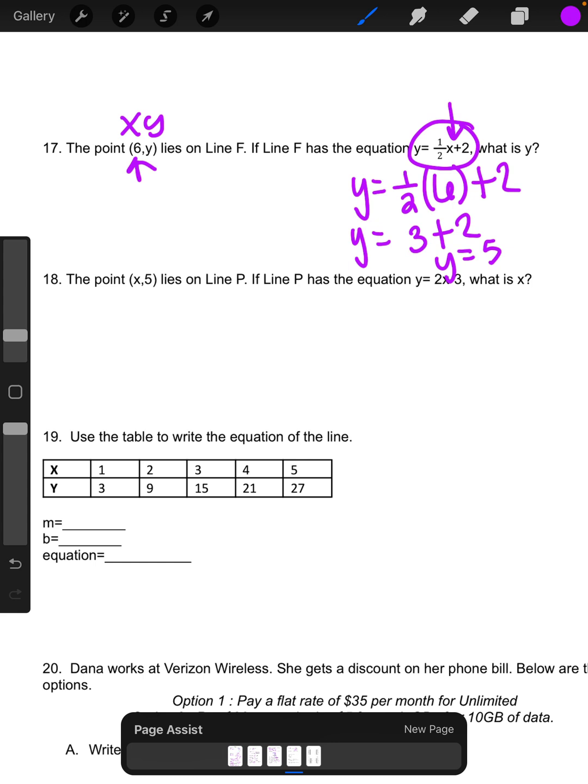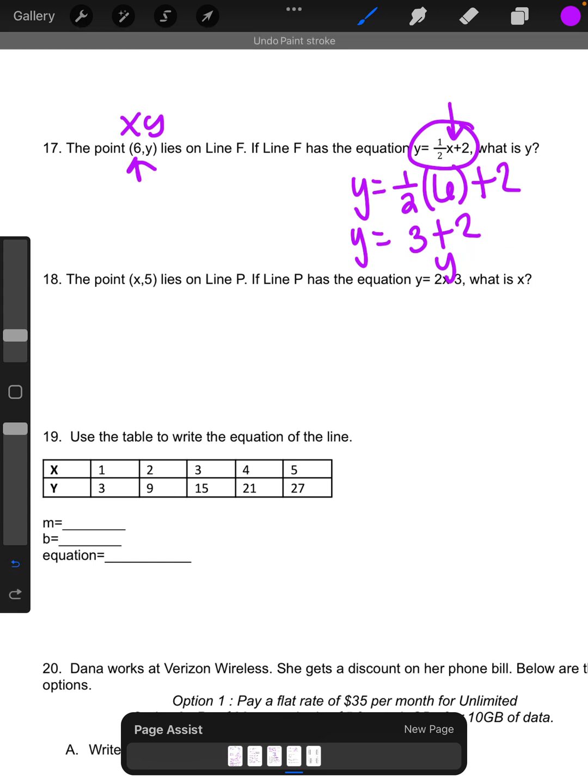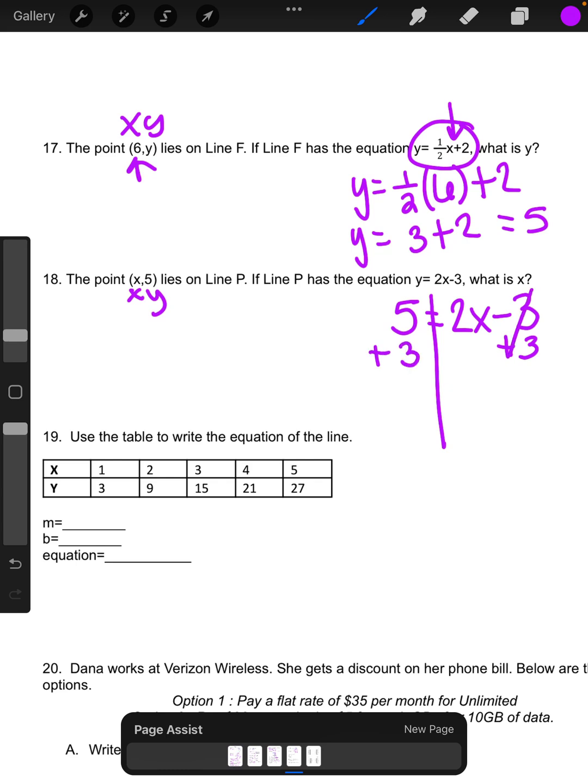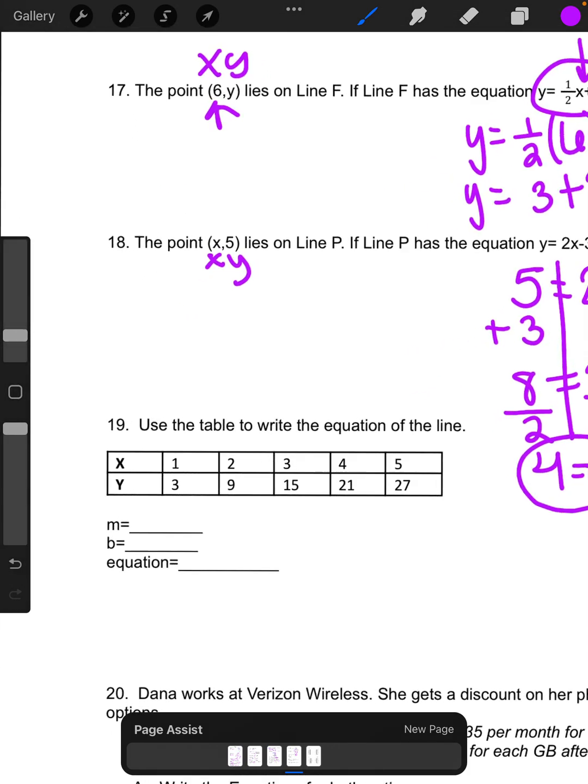All right, 18, the point (x, 5) lies on line P. So we're doing the same thing. It's y = 2x - 3. So just remember that y was 5. They gave me the y term this time. So they gave me 5 as my y term. I don't know x still, that's what I'm solving for. So now I just have a two-step equation. I'm just going to draw my line here. Plus 3 on both sides to start isolating my variable. 5 plus 3 is 8 equals 2x. Again, I'm trying to isolate x. I'm going to divide by 2 on both sides. So that would give me x equals 4. So simple enough for both of those.